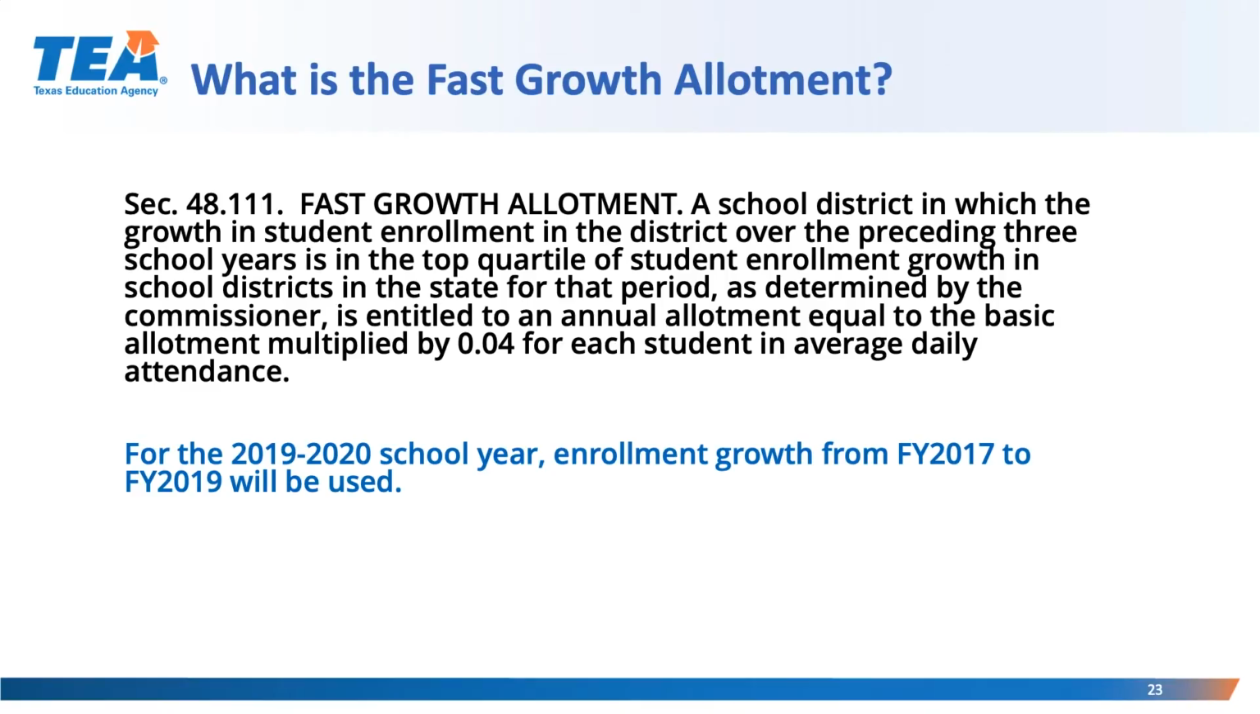Here's the statutory language. It's going to be in the Texas Education Code section 48.111, and it's going to provide this allotment to districts which are in the top quartile of student enrollment growth over the preceding 3 school years. And districts will be provided with an annual allotment equal to the basic allotment multiplied by a weight of 0.04 for each student in ADA. For the 2019-2020 school year, we're going to be using enrollment growth from FY 2017 to 2019.